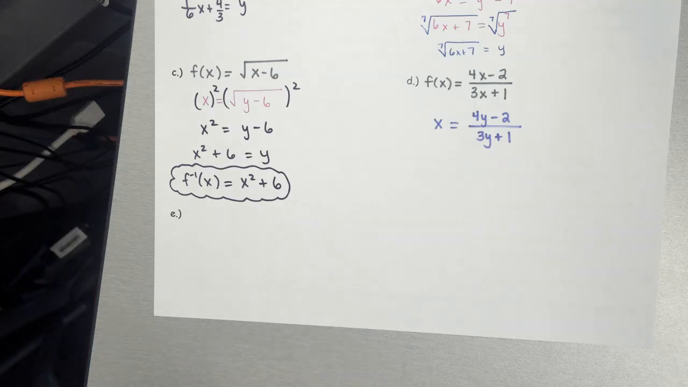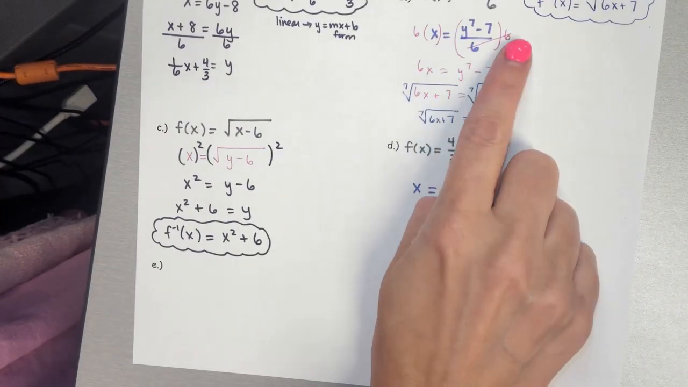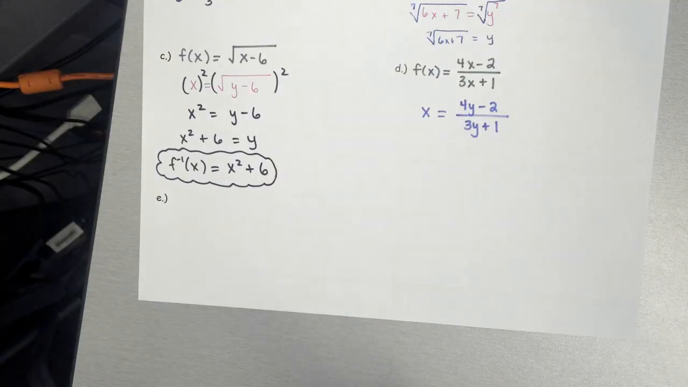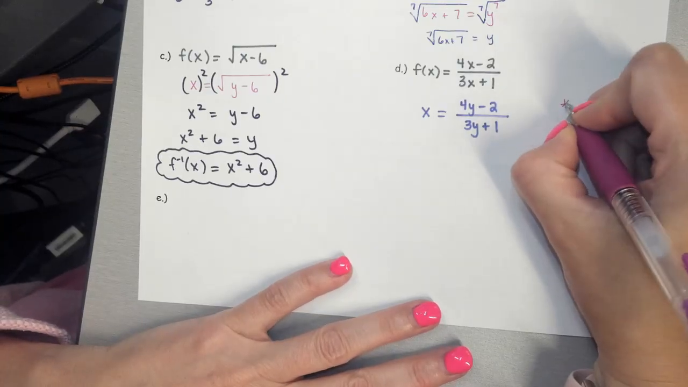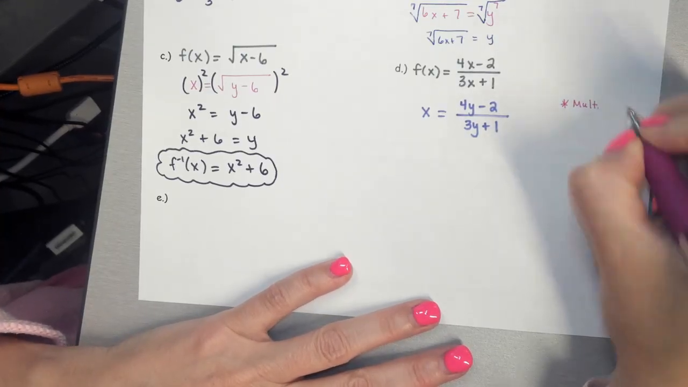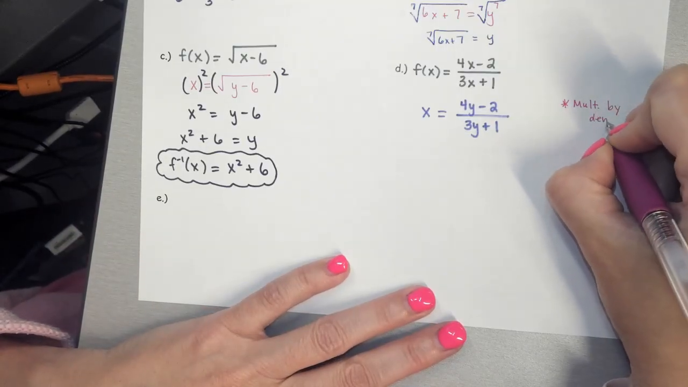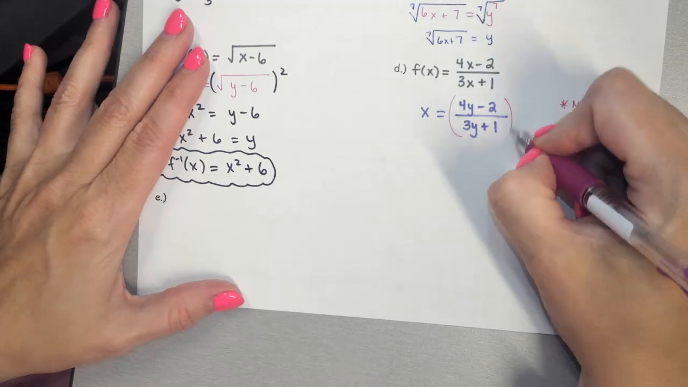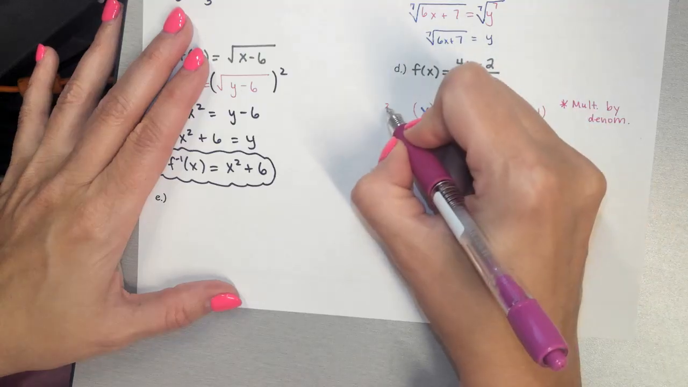All right, so just like we did last time with the division, when you have something on the bottom, you want to multiply to get that out of the denominator. Your first step, and I'm just going to write what I'm doing to the side here because these are the ones I get the most questions about. I would like you to have the steps on the side. You're going to multiply by the denominator, even if there's a variable in the denominator. So we're going to multiply both sides by the quantity 3y plus 1.